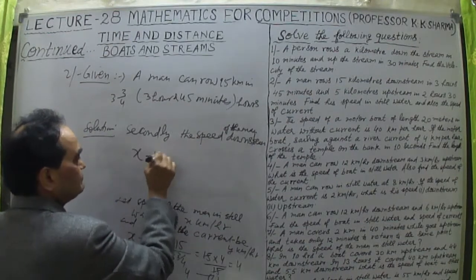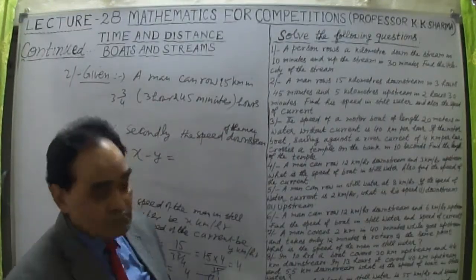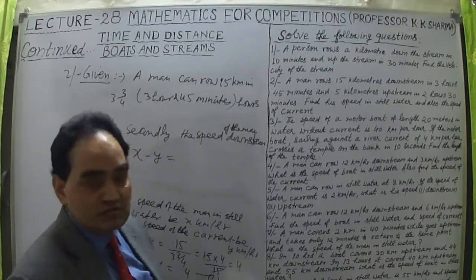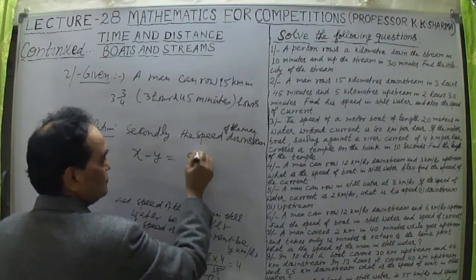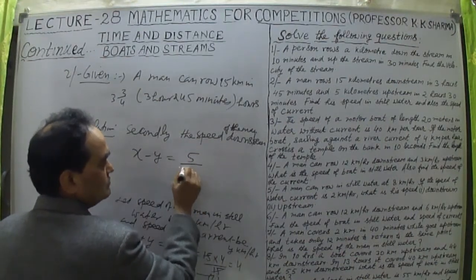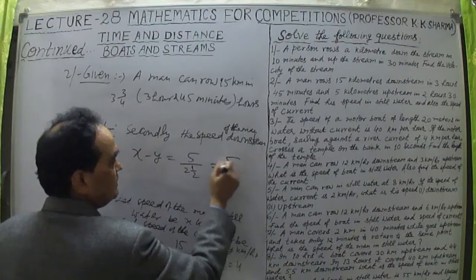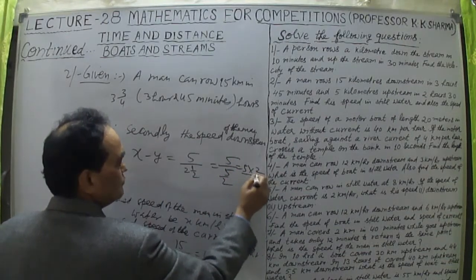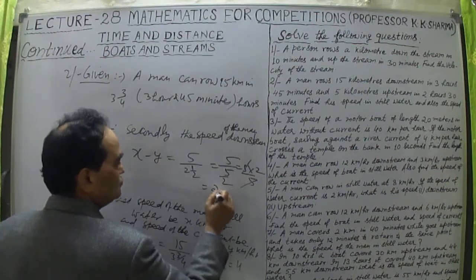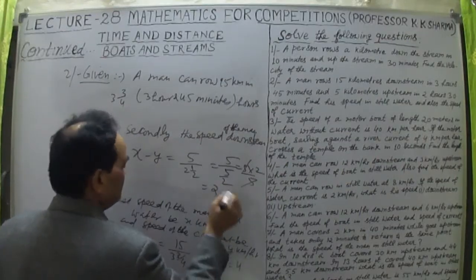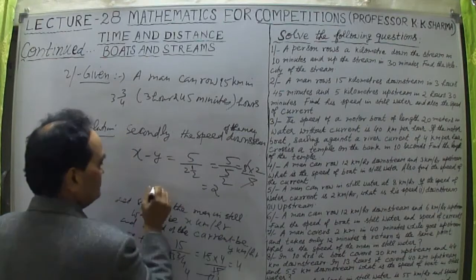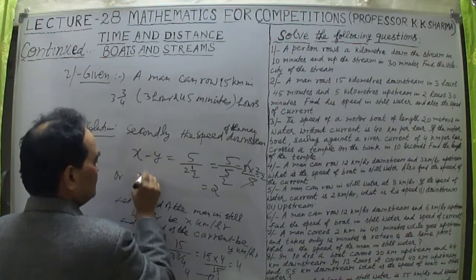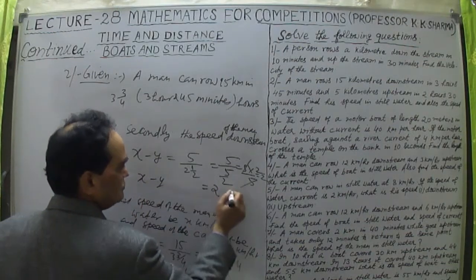Therefore, x minus y is equal to, now he says that upstream it covers 5 kilometers in 2 and a half hours, so 5 upon 2.5. Try to understand, this is equal to 5 into 2 upon 5, which is 2 kilometers per hour. This is the second equation: x minus y is equal to 2.